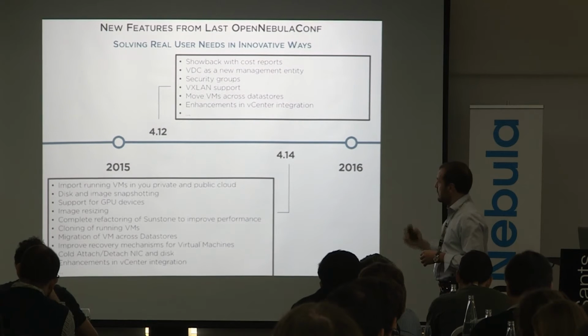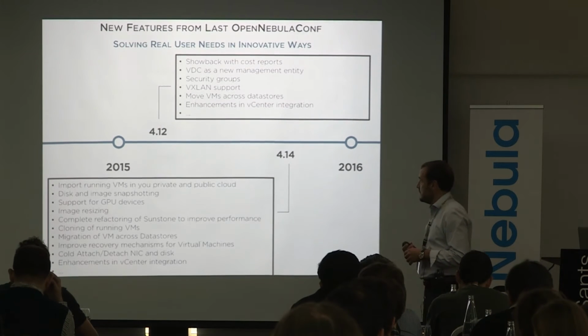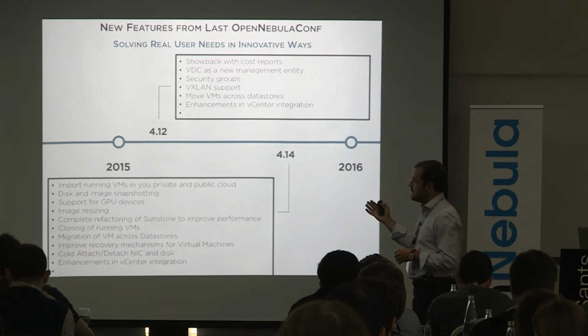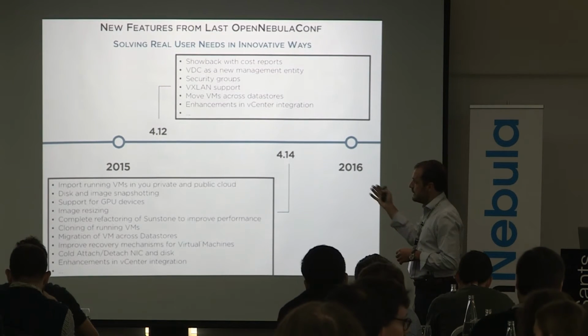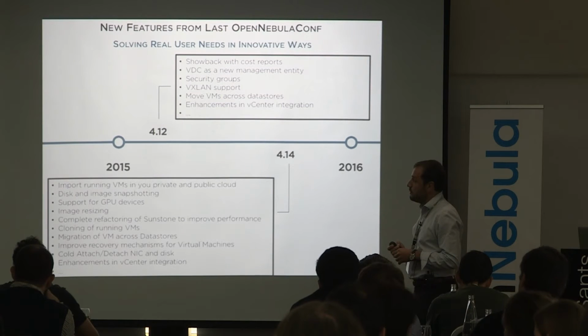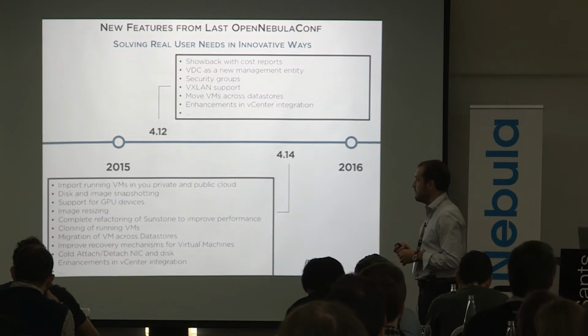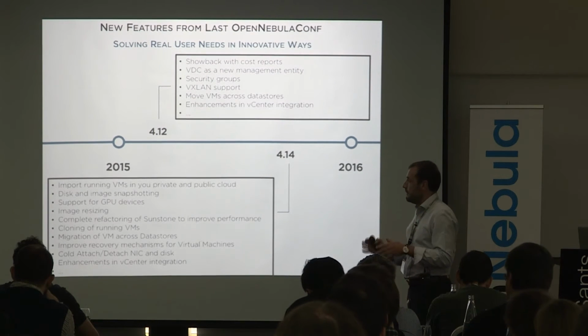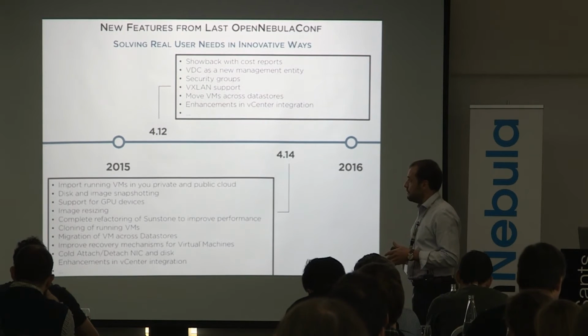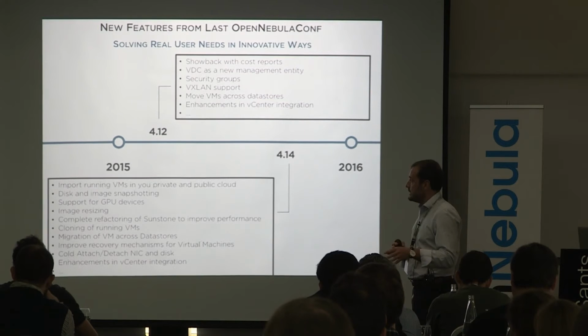And 4.14, which was released 4 weeks ago, brought very important features to address your needs, for example, the ability to import running VMs in your private and public cloud, so you can have existing VMs running in your public cloud, Azure, Amazon, SoftLayer, or vCenter, KVM, and Xen. So OpenNebula now is able to import those virtual machines in your system.